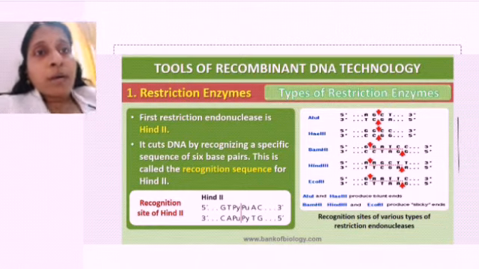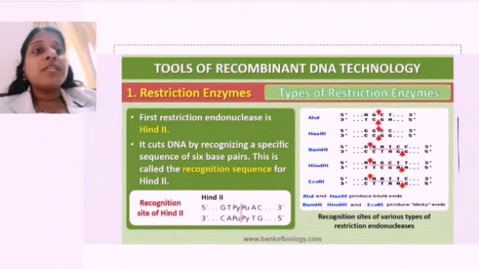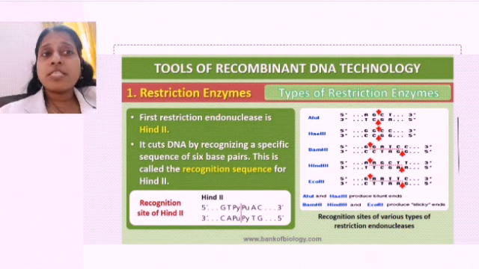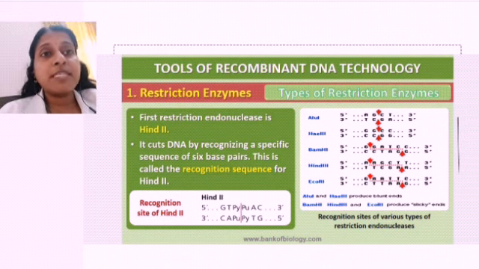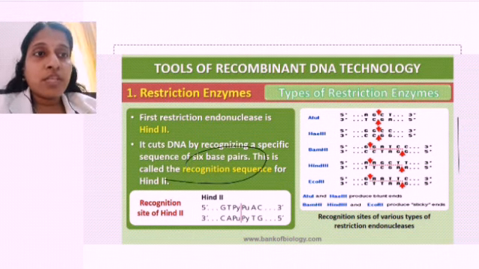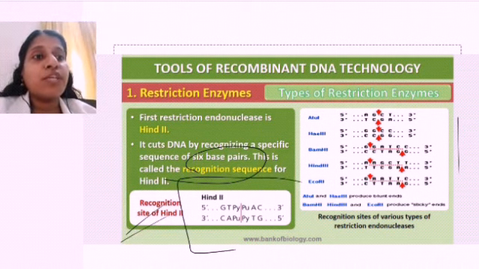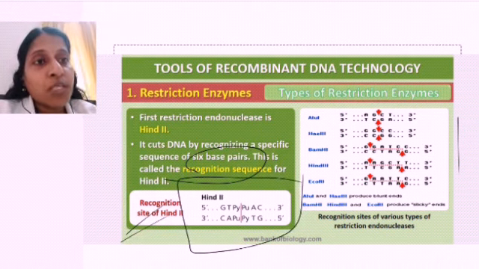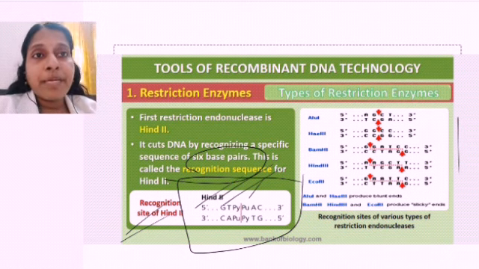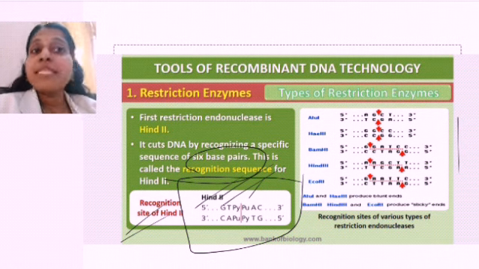Now one more thing you have to know: the first restriction enzyme that was isolated was HindII. What is the first restriction enzyme? It is HindII, and it cuts at a specific region, a recognized sequence. That recognition sequence of HindII is given here. So what is 5'? G is guanine, T is thymine, Py represents pyrimidine. Pyrimidine can be of two types. You know what they are? It can be either thymine or cytosine, right?